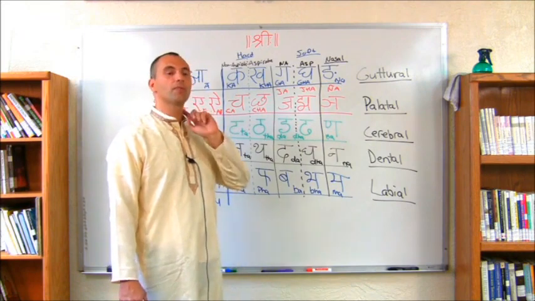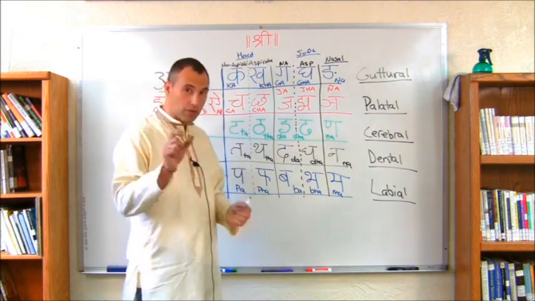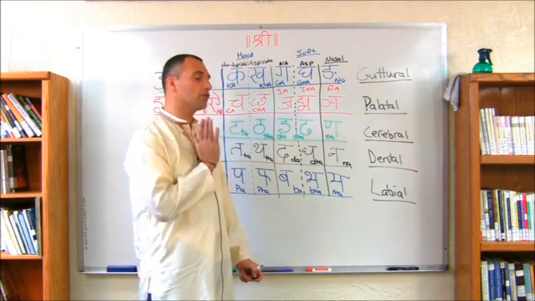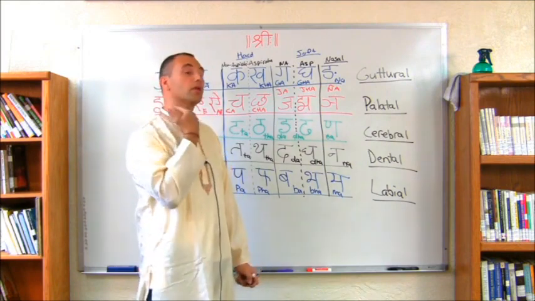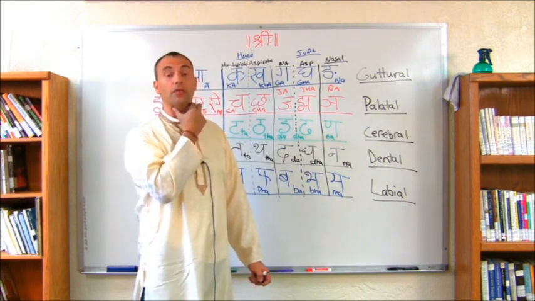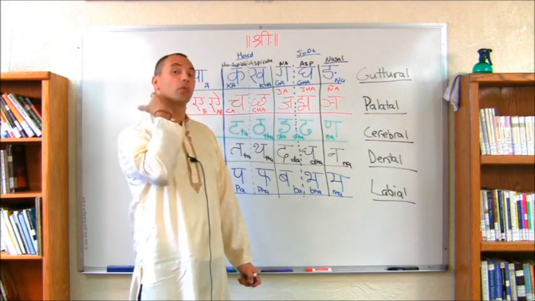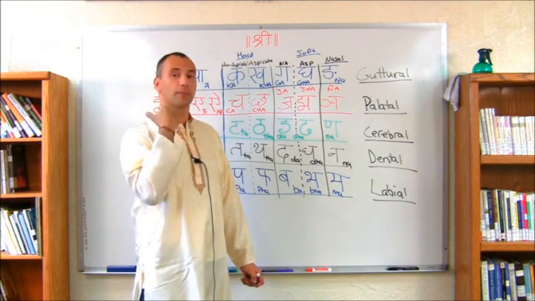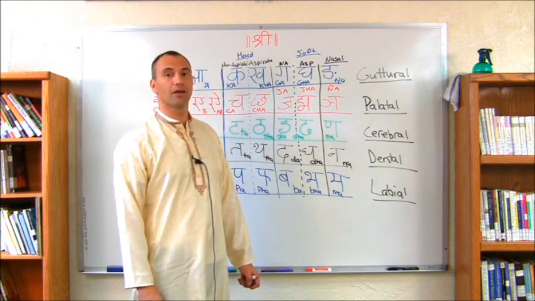You want it to come from the farthest back of your throat. Look at the illustration in your book. You have an illustration of where the gutturals are located. They're way back. Guttural means from way in the back. G, g, g, g.